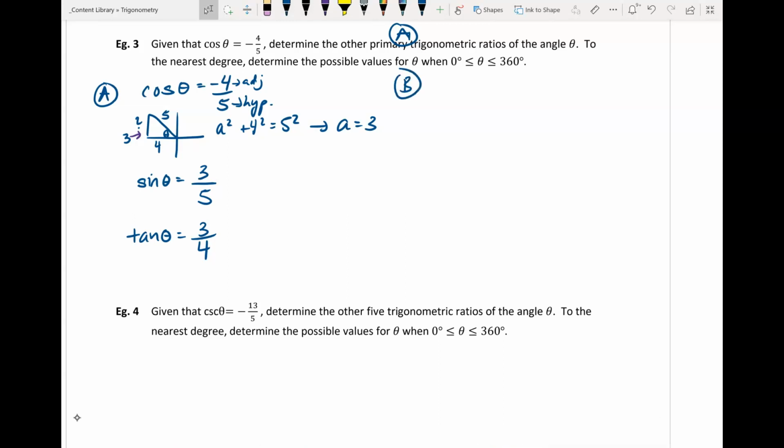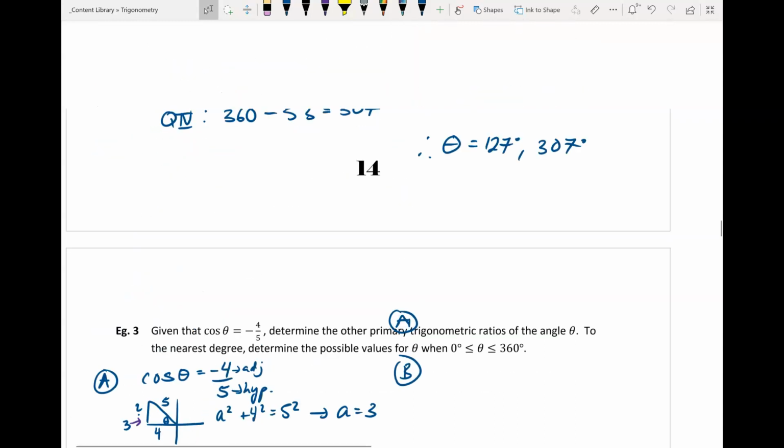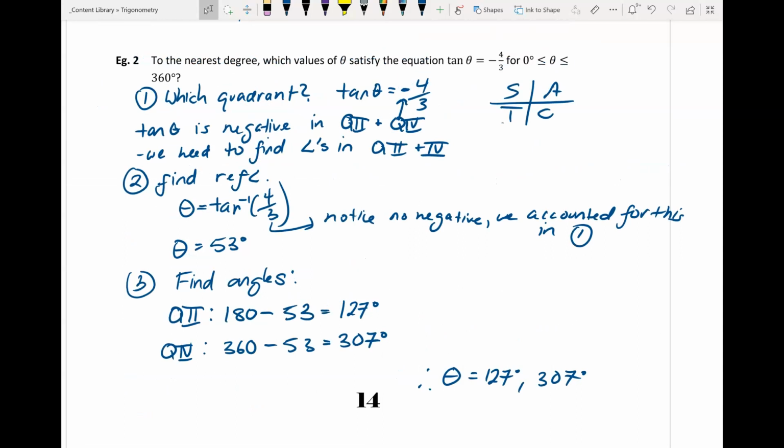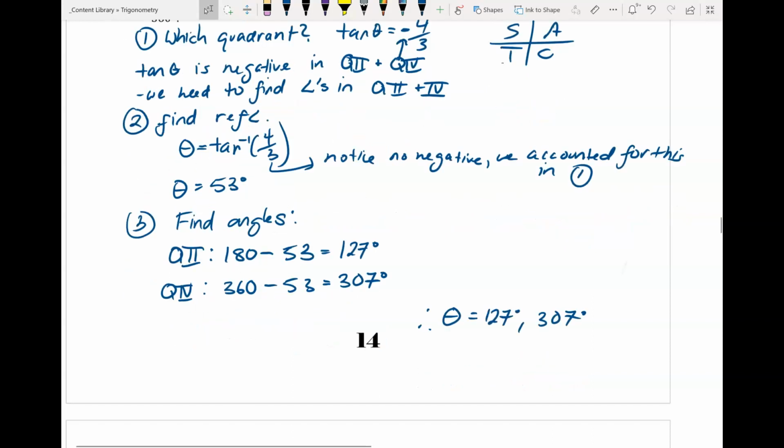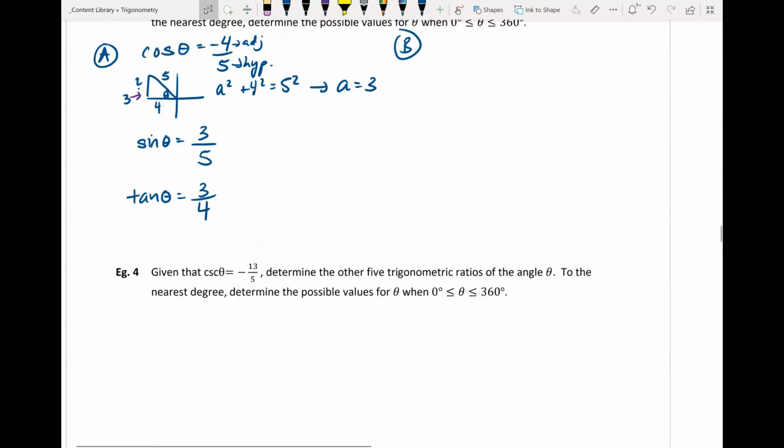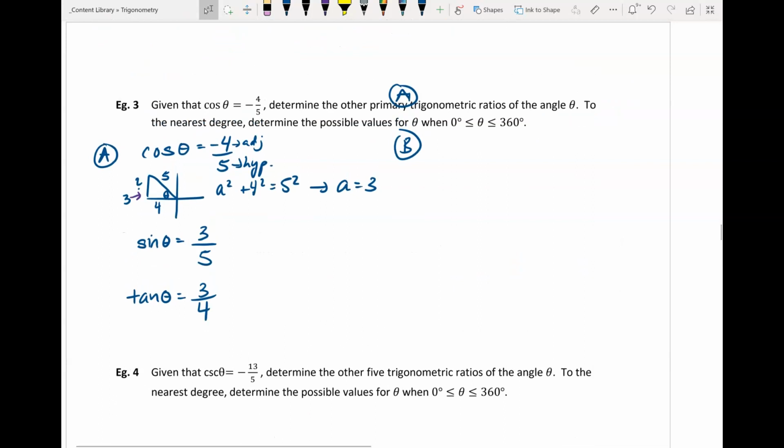Moving on to the next part of the question, we want to determine that degree now. This is a question exactly like question 2, and we're going to do exactly the same thing: determine what quadrant it's in, and we already stated that cos is negative in quadrants 2 and 3. We want to find the reference angle using our calculator and then find the angles within those quadrants. Okay, so the first thing I'm going to do is determine what quadrant it's in.